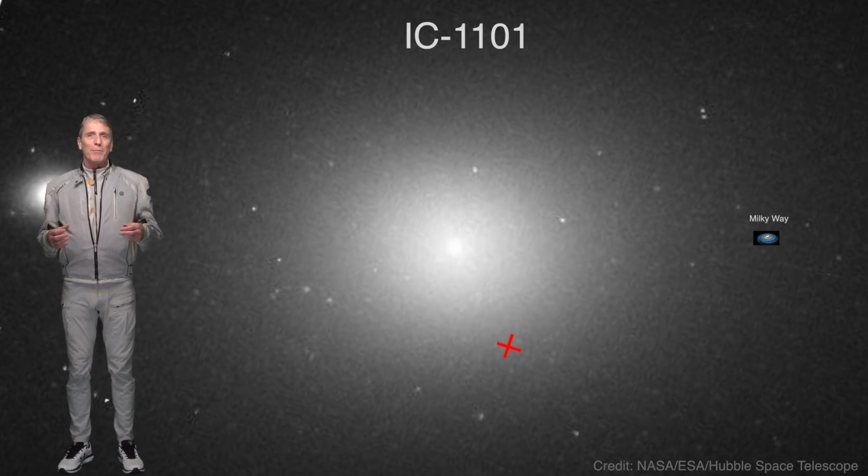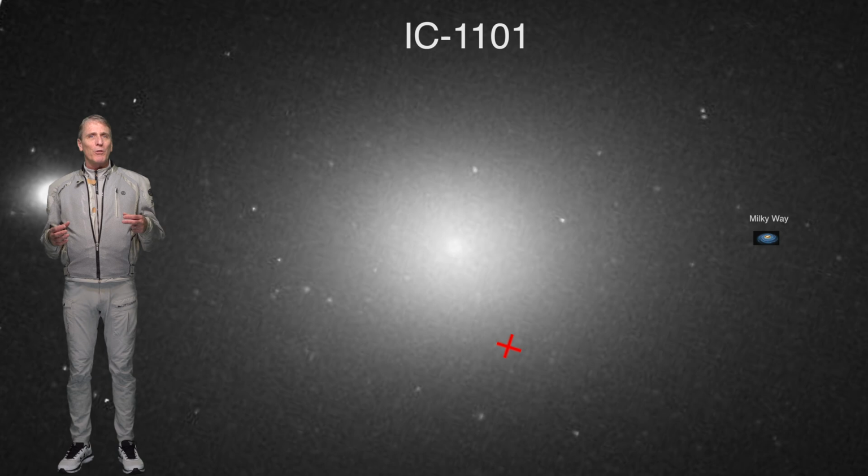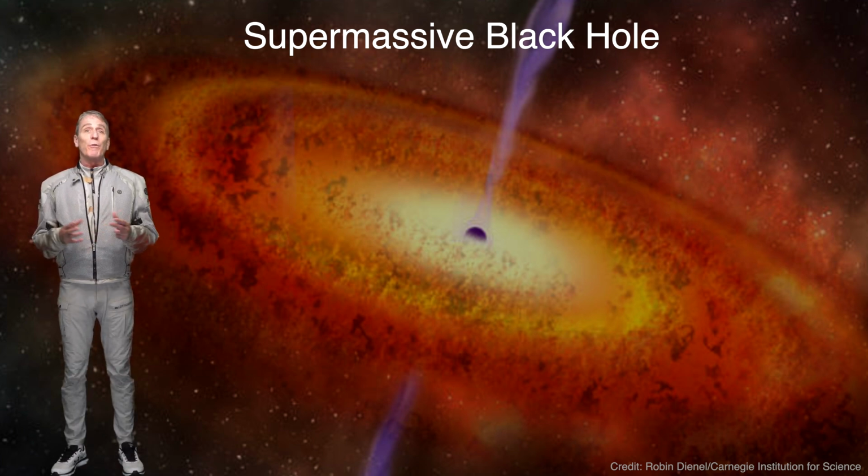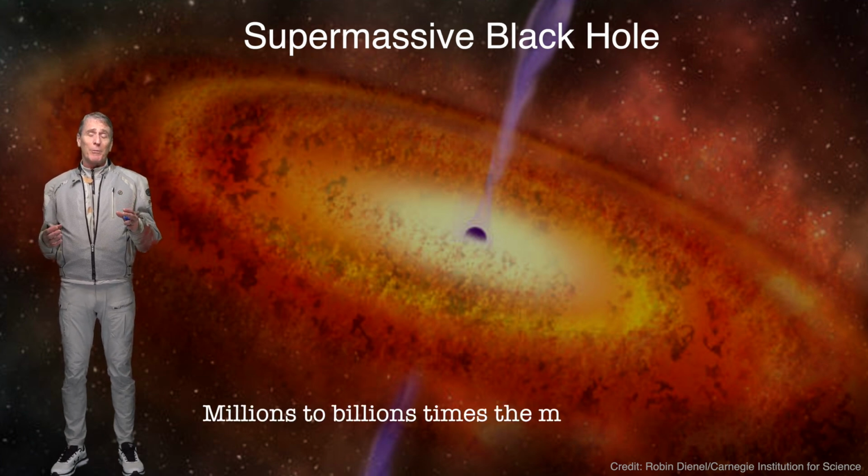It also has a bright radio source at the center, which might be evidence of the largest black hole in the universe. And by the way, this is another characteristic of galaxies. Astrophysicists believe supermassive black holes lie at the center of virtually all galaxies, even our own Milky Way. While an average-sized black hole contains the mass of around 10 of our suns, supermassive black holes can be millions or even billions times larger.